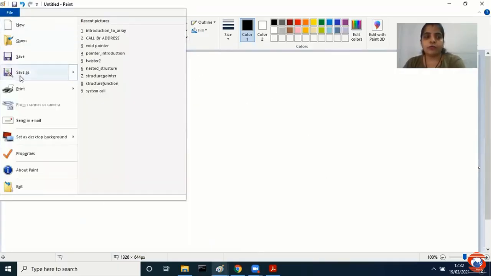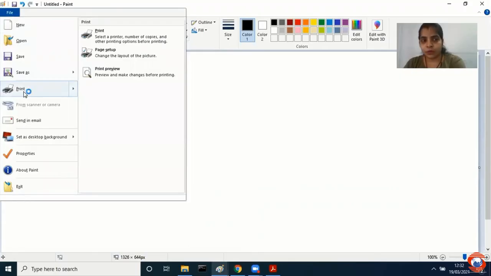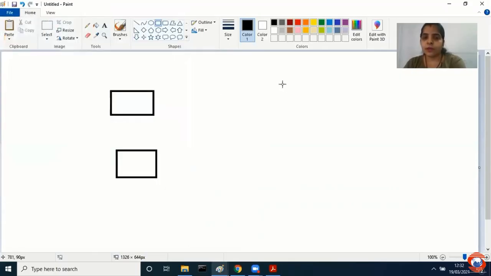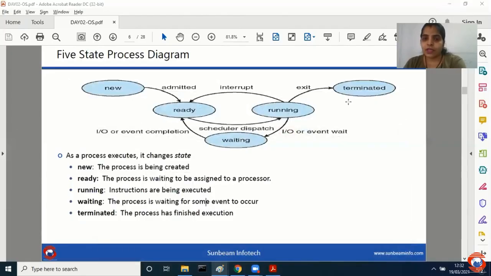Now I wish to go for print command. Okay. Now I wish to go for print command. In that case, if my process is in the running state and I've given a print command, my printer is busy, then it goes into the waiting state.